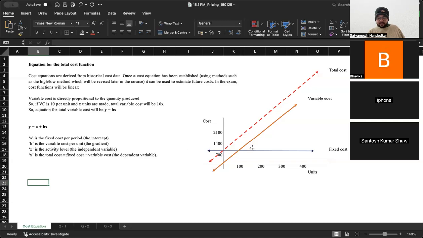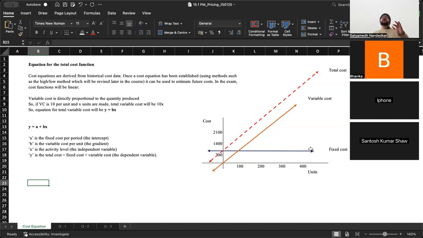Look at this line, which is parallel to the x-axis. What does this line indicate? This is your fixed cost line. At output 0, you are incurring a fixed cost of 200. So regardless of the level of output, fixed cost is always incurred. Output 100 ho gaya, phir bhi fixed cost is the same. Output 200 ho gaya, phir bhi fixed cost is the same. So fixed cost, if you plot it graphically, is a line parallel to x axis.